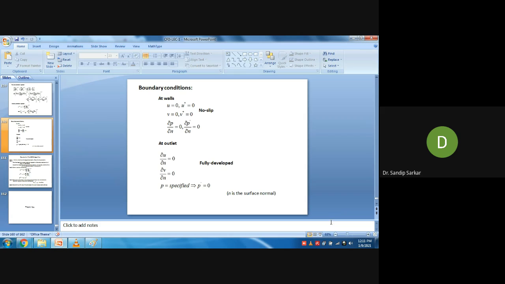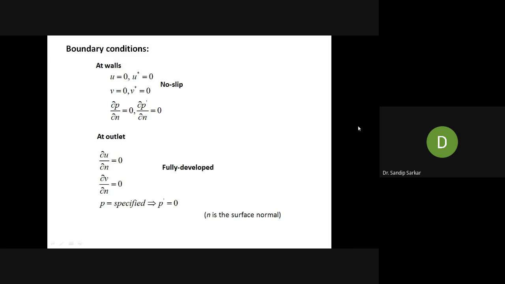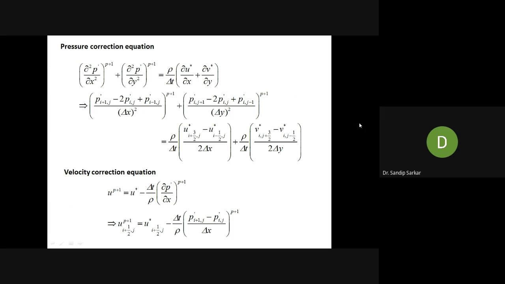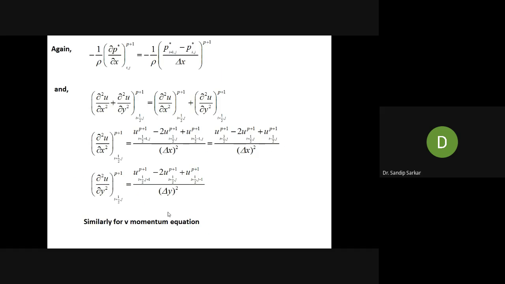Is that now clear? Yes, sir. Clear, sir. Okay. So now we know what boundary conditions you will be requiring while solving those discretized equations using the SIMPLE algorithm. Similarly, you can also discretize the velocity correction equation for v, that is v at n plus 1 equal to v star minus del t by rho, del p prime by del y, at n plus 1. Similarly, you can also discretize the v momentum equation, the v momentum predictor equation, like we have discretized the u momentum equation.